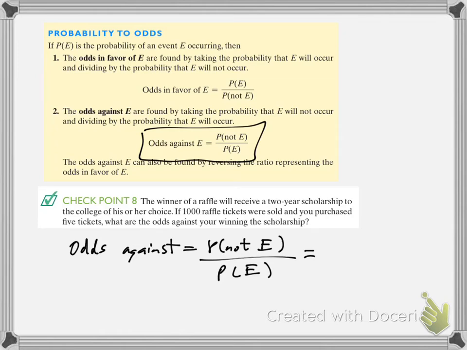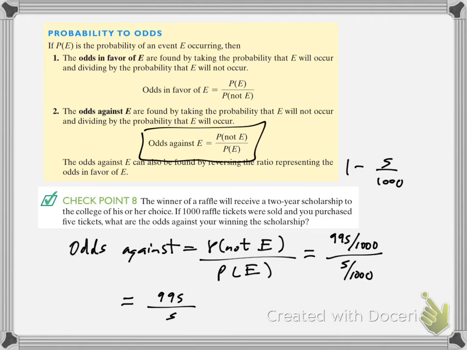The probability of not E: you bought 5 tickets and there's 1,000 raffle tickets, so the probability you're not going to win is 995 out of 1,000, because the probability you are going to win is 5 out of 1,000, and 1 minus that would be the probability that you're not going to win. Then I divide that all over the probability that you will win, which is 5 in 1,000. This ends up just being 995 over 5.